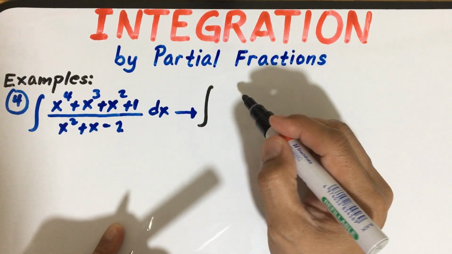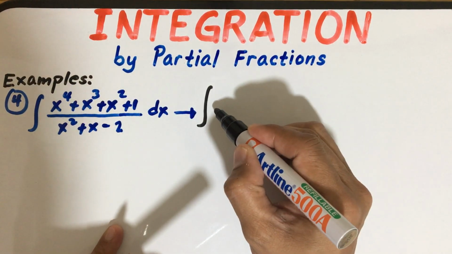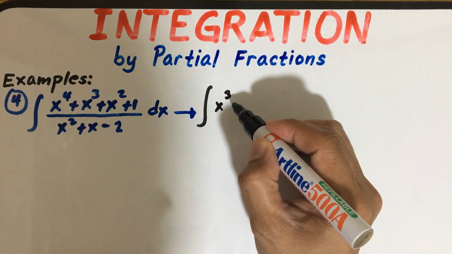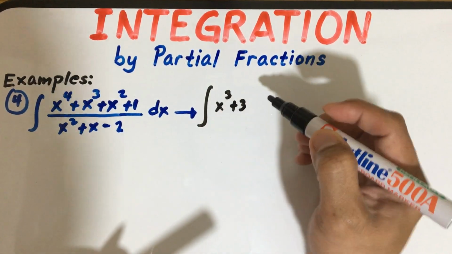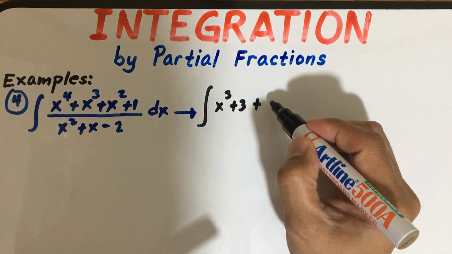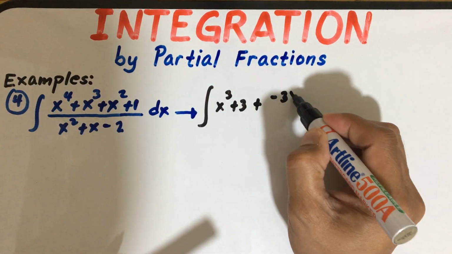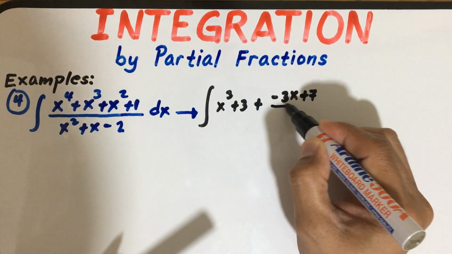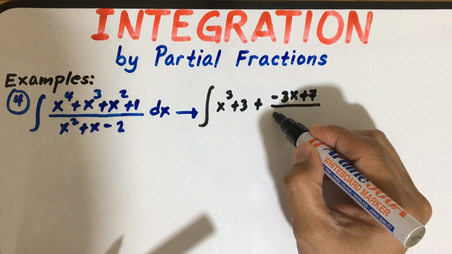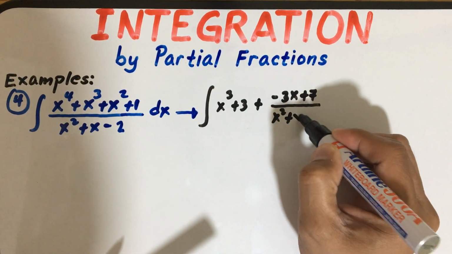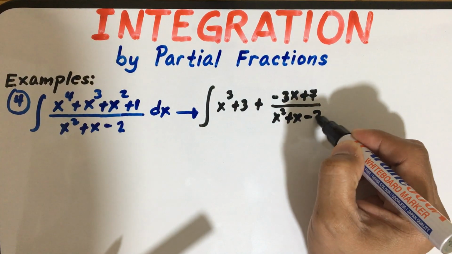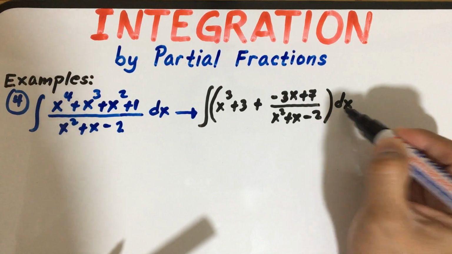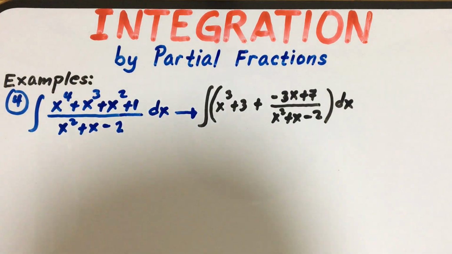So the integral becomes the integral of x squared plus 3, then plus minus 3x plus 7, divided by x squared plus x minus 2, then everything is multiplied by dx. Okay, so that's the result.